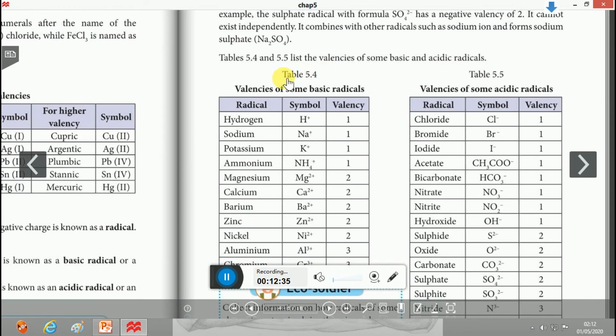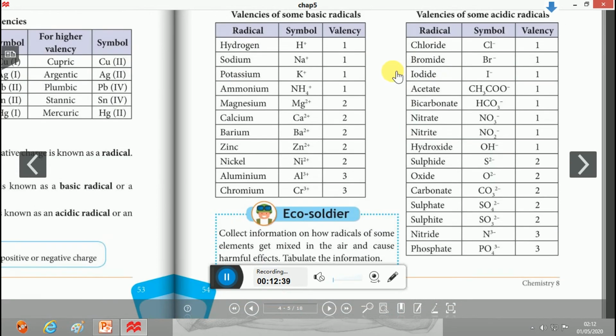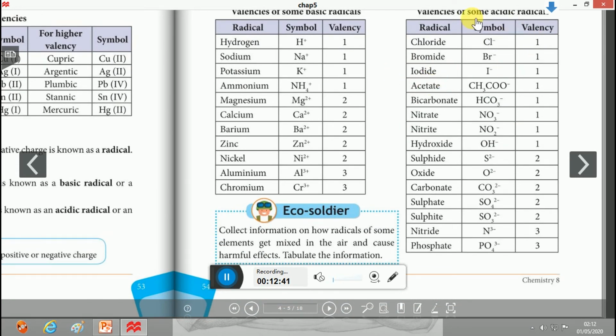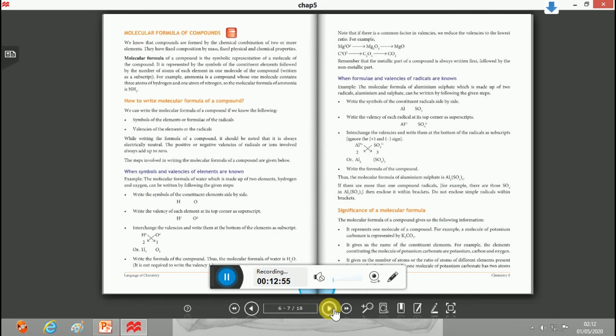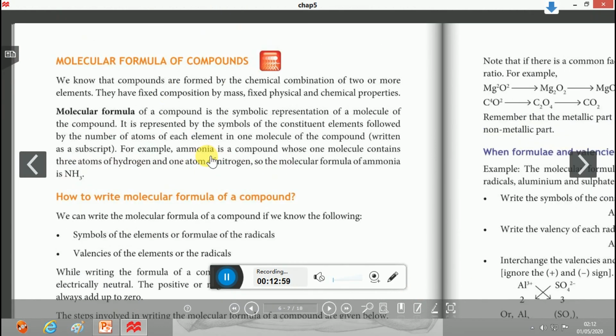Okay, so these are the valencies of some basic radicals and some acidic radicals. You have to remember all the formulas of these radicals as well as their valencies. It's very important for writing the formula of a compound. Next, the molecular formula of a compound is very important.